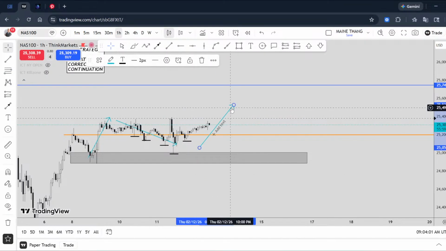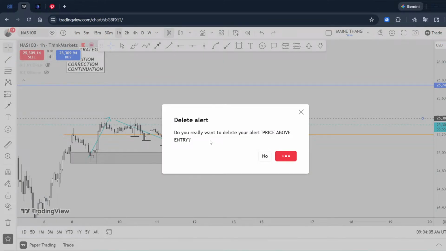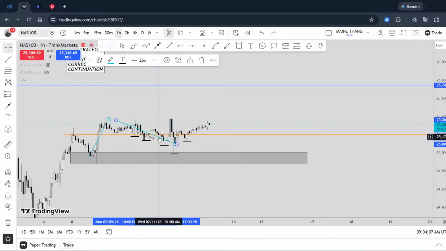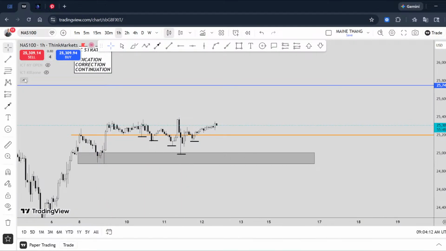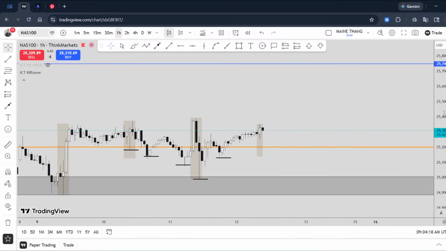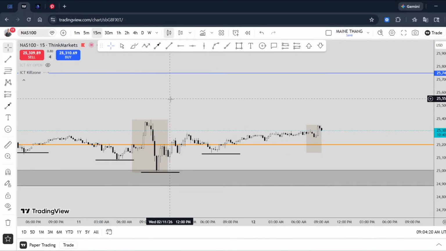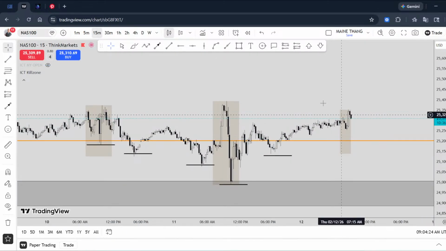Oops, let me get rid of this. Actually, let me delete that. Get rid of this, clean some stuff up. Let's look at yesterday real quick. We have time. Hop down on the 15 minute. This was yesterday. This brown box just signifies the New York session.